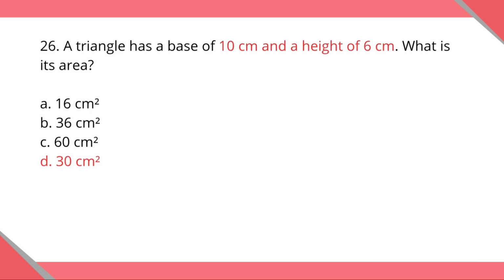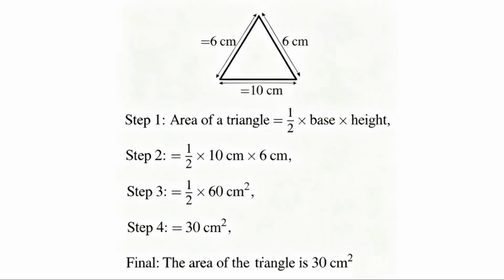To find the area of the triangle, we use the formula area equals a half times base times height. In this problem, the base is 10 centimeters and the height is 6 centimeters. First, substitute the given values into the formula. Area equals a half times 10 centimeters times 6 centimeters. Next, multiply the base and the height, which gives 10 times 6 equals 60 square centimeters. Then, multiply 60 by 1/2, or divide 60 by 2, which equals 30. Therefore, the area of the triangle is 30 square centimeters.